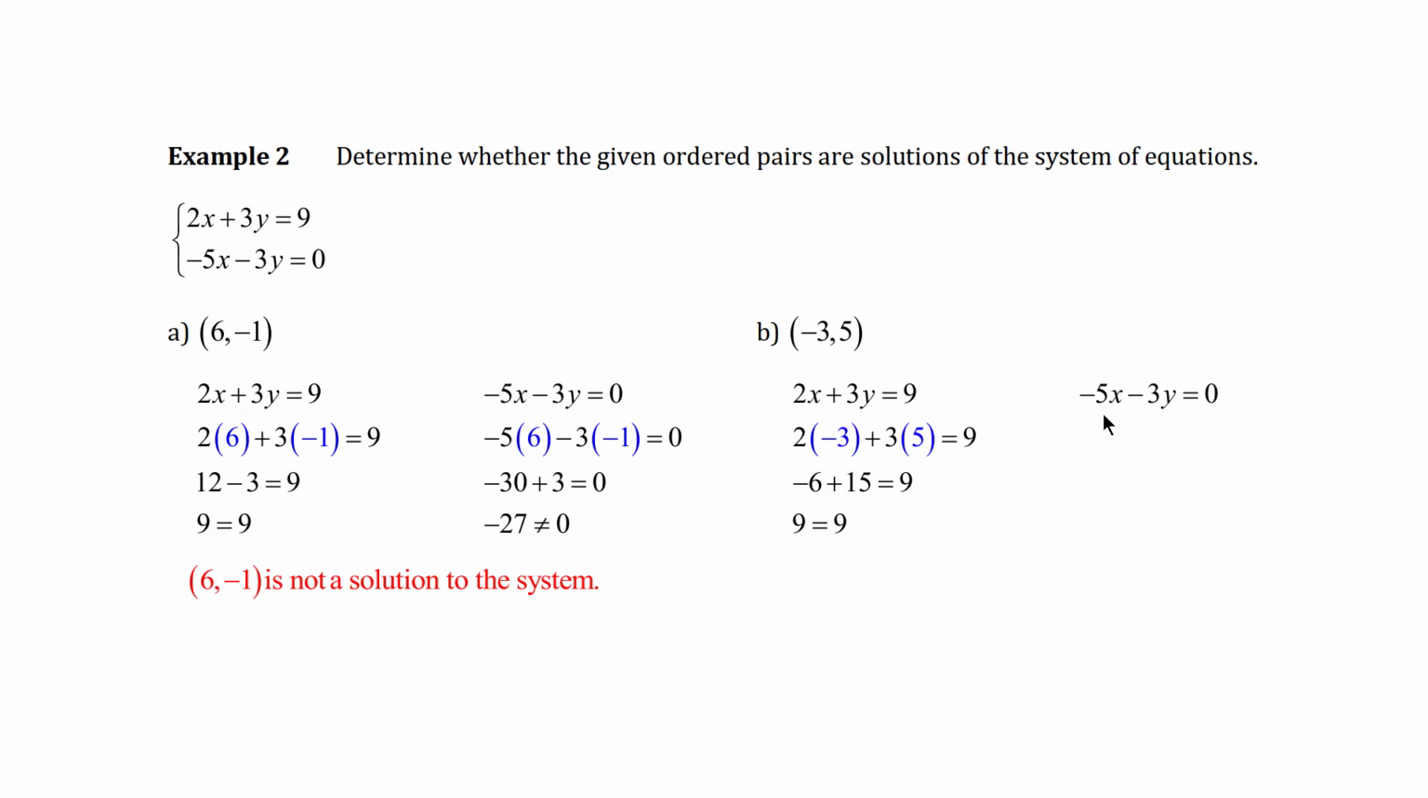We plug in negative 3 in for x and 5 in for y. We get negative 5 times negative 3 minus 3 times 5 equals 0. Simplifying this, we get 15 minus 15 equals 0. Simplifying further, we get 0 equals 0, which is true. This means that the ordered pair negative 3, 5 is a solution to the system.